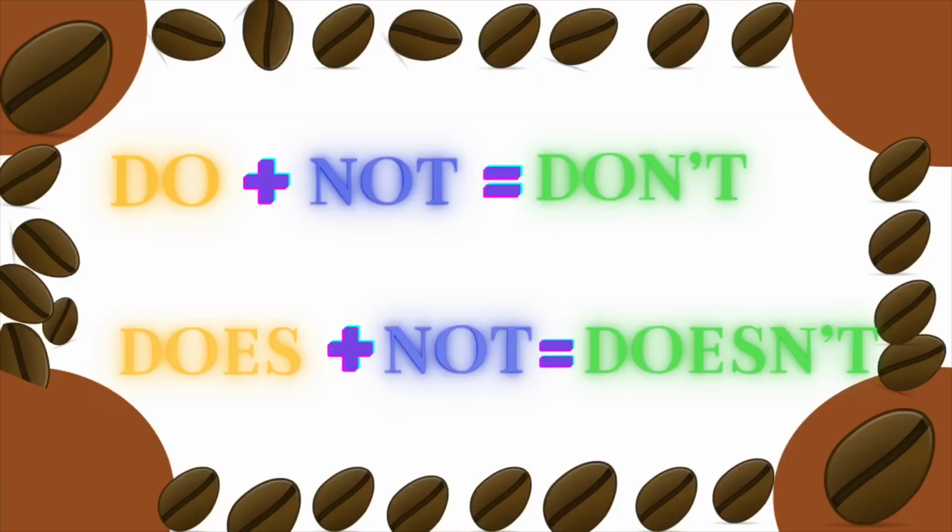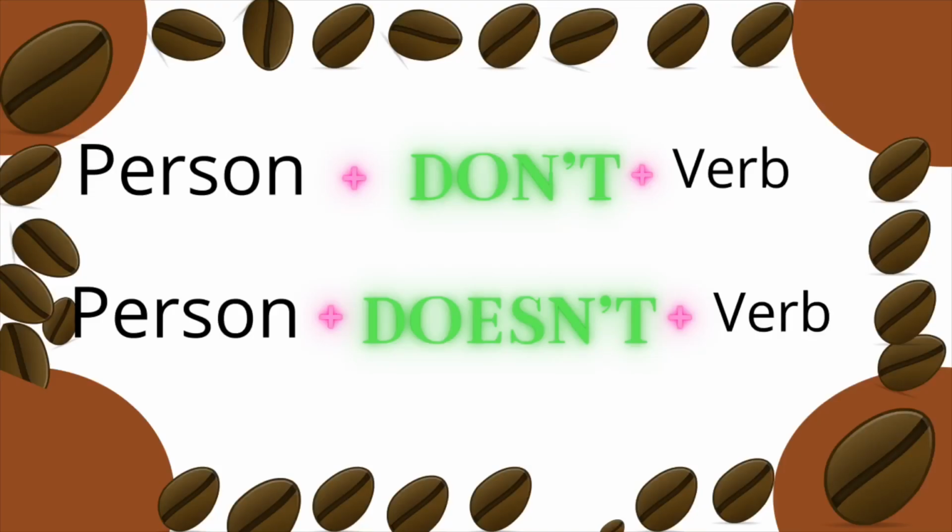When you want to make a negative sentence, you need to blend this do-does auxiliary verb with this little word not. And if you add not to do, you get don't. If you add not to does, you get doesn't. Don't and doesn't. So the pattern is this. Person, either don't or doesn't, and the verb, this time without any additional ending, because does has the ending itself.